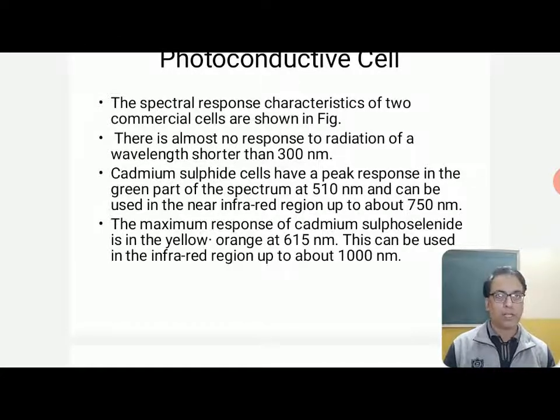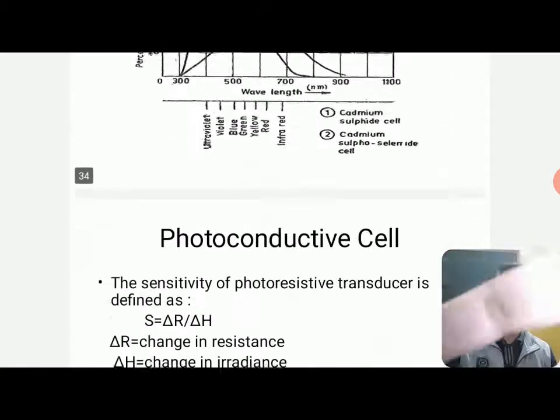These are the parameters of the cadmium sulfide cell, and the maximum response of the cadmium sulfoselenide cell is in the yellow-orange region at 615 nanometer. This can be used in the IR region up to 1000 nanometer. These are the two most commonly used photoconductive cells.